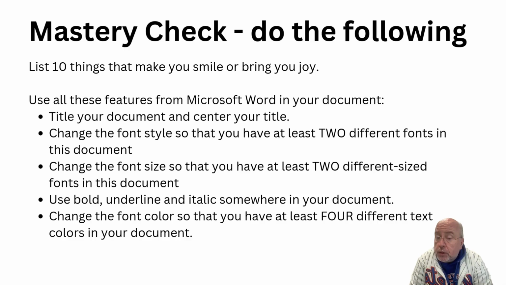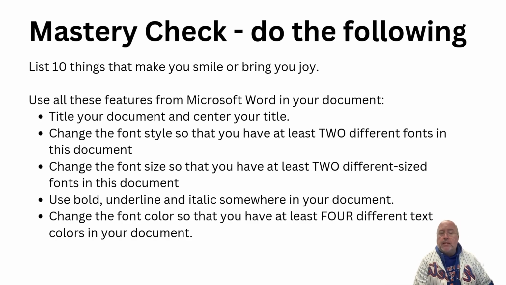Let's take a look. So for the document that's going to get a grade, you want to do the following things. You want it to have a title, something about 10 things that make you joy or make you smile. Then change the font style so that you have at least 2 different fonts, and I'll be able to tell whether you have 2 different fonts. Change the size so you have at least 2 different sized fonts in the document. I want to see a bold, an underline, and an italic somewhere. It should make sense. And then make sure that you've got at least 4 different colors going on. So make sure all of those things are happening in some way that makes some sense. Now you've created a new product that shows that you know how to do all this.